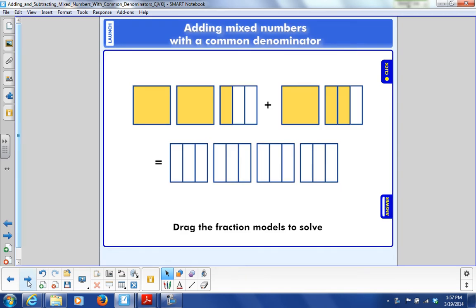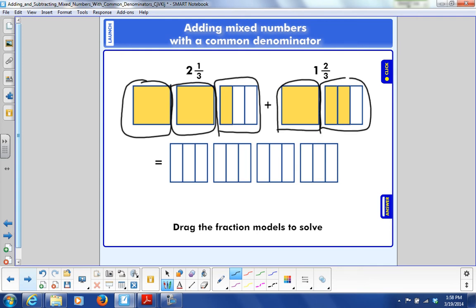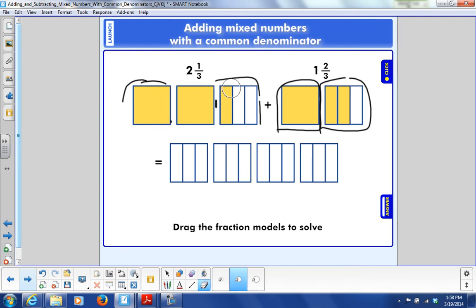Okay, so here we have 2 1/3 plus 1 2/3. So I have a whole number here, a whole number here, and then I have a fraction shaded here. Okay, so I have 1/3 shaded there. Here I have one whole square, and then I have a square broken up into thirds, and 2/3 of that square is shaded. So we're going to add those together.